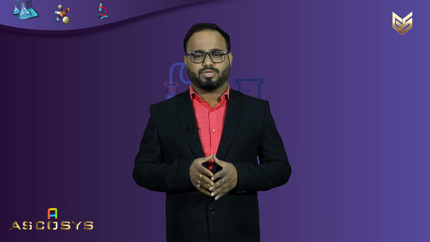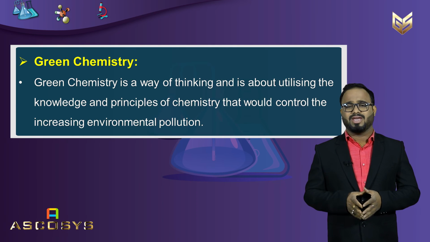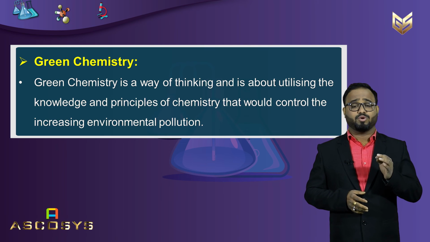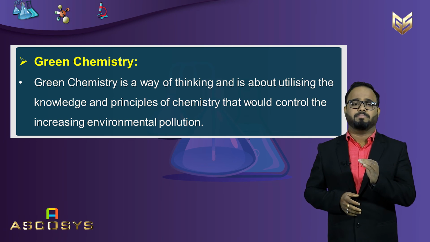Now after controlling environment, which is important for us to know, and that is green chemistry. What is the concept of green chemistry? We shall do in the next session. Now students, let us see what is the concept of green chemistry. Green chemistry is a way of thinking and is about utilizing the knowledge and principles of chemistry that would control the increasing environmental pollution. Now let us see the green chemistry in day-to-day life.